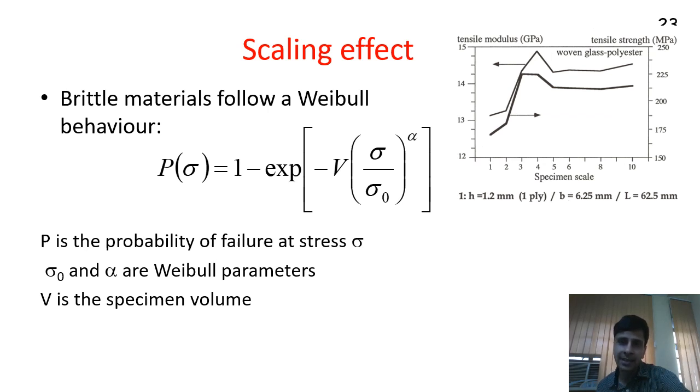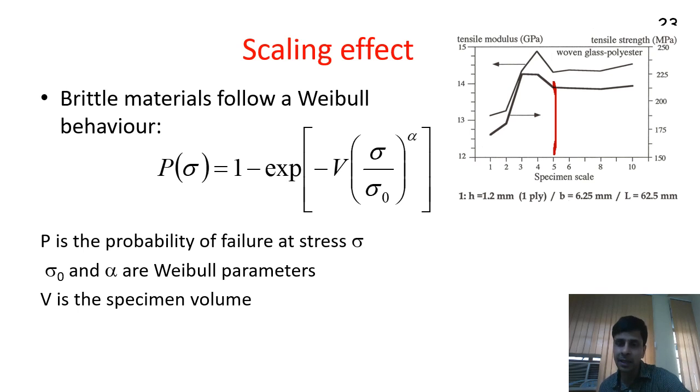On one y-axis is the tensile modulus in gigapascal, on the other y-axis is the tensile strength, and the x-axis is the specimen scale. How big is the specimen? So as I increase the specimen scale from 1 to 2 to 3, the tensile strength is increasing. But after some time, it more or less plateaus out. So to do a correct test, my specimen scale should be at least this, because after this the properties are almost the same. Same for tensile modulus.